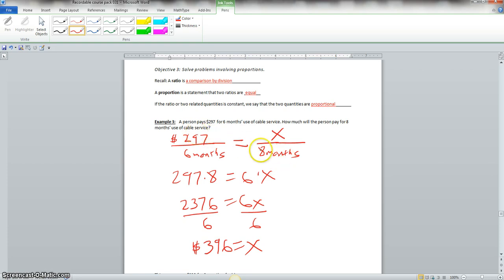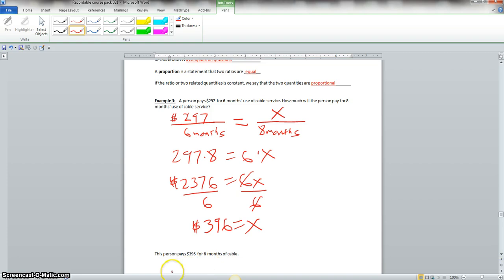So now we cross multiply 297 times 8 and 6 times x. 297 times 8 will give you 2,376. And that equals 6x. We could put the dollar sign here. Now, we need to get x by itself. So we'll divide each side by 6. These 6's will simplify out and leave you x. 2,376 divided by 6 is $396. So your final answer would be this person pays $396 for 8 months of cable.